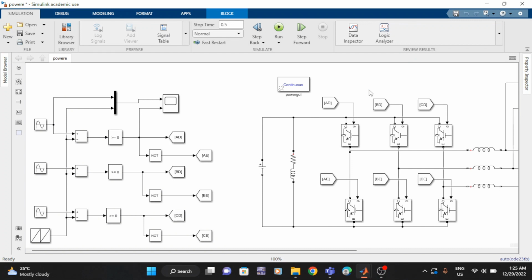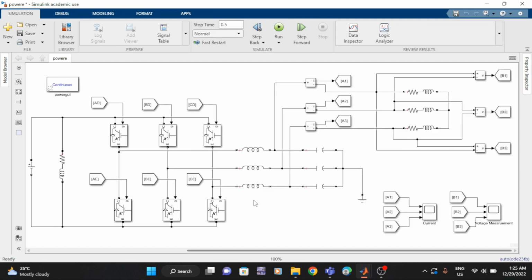So I will explain about the simulation of the three-phase inverter for RL load. Basically, in this circuit, we introduce the SPWM, the three-phase inverter, the filter, and the three-phase RL load. So this is the current and the voltage measurement to see the graph.